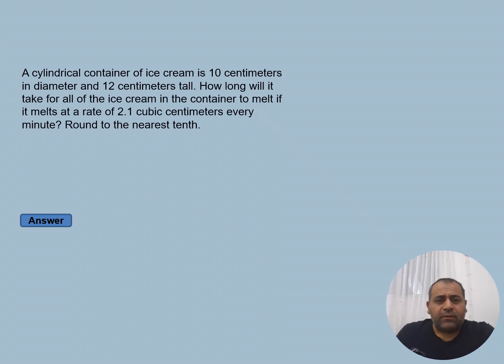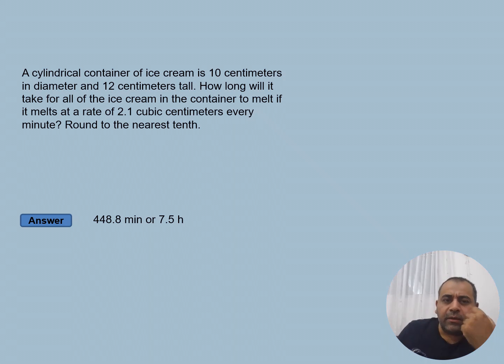Okay, now the cylinder, the container of the ice cream, is 10 centimeters in diameter. The diameter is 10, so we divide by 2, so the radius is 5. So pi multiplied by 5 squared multiplied by the height, which is 12. We can do it in one step if you want, directly. You find the answer. Is it? Yes, correct.